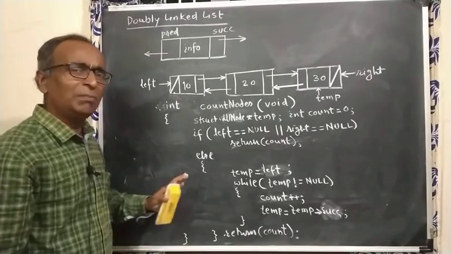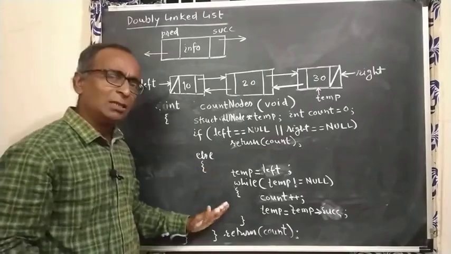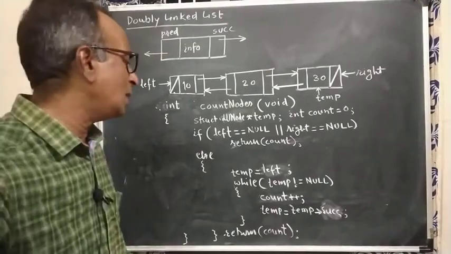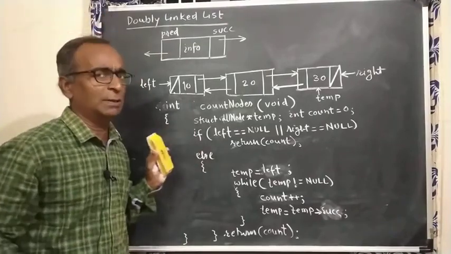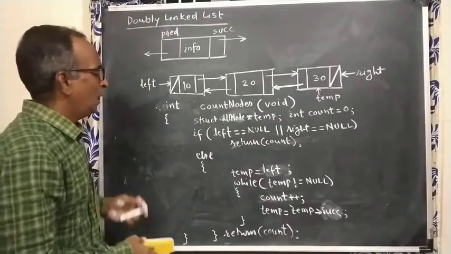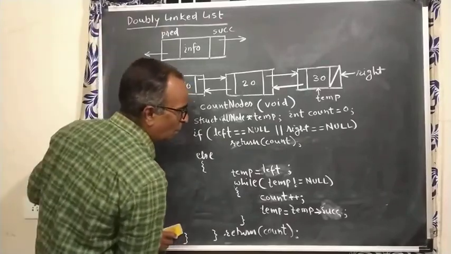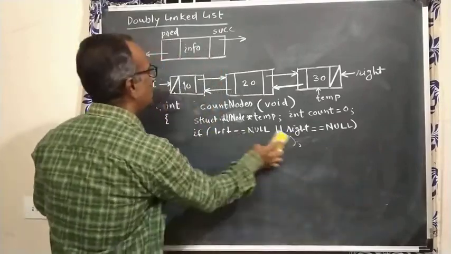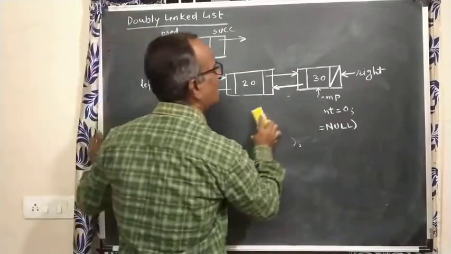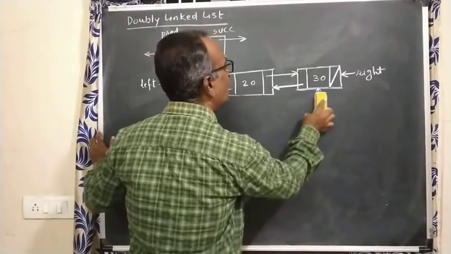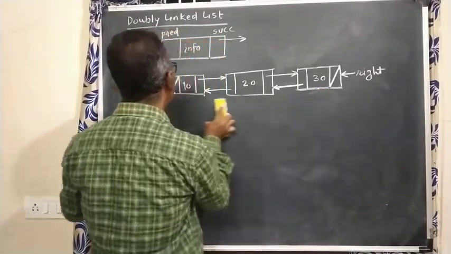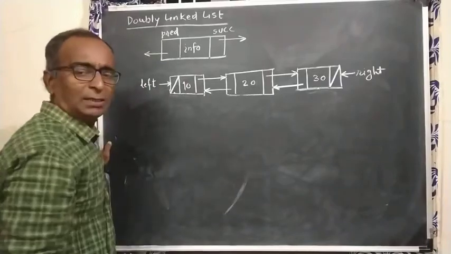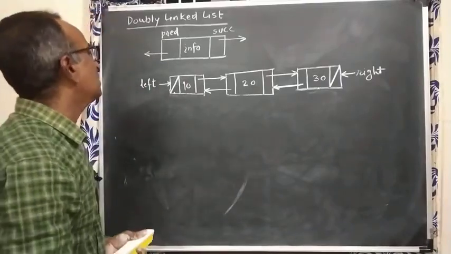See, it's very simple. This logic of traversing is used most of the time. Whenever there is a requirement of traversing, temp is taken, temp is moved. That's it. So this is all about the simple functions that are needed, traversing, that we have seen. Now I'll show you how pointers will be adjusted for insertions and deletions.